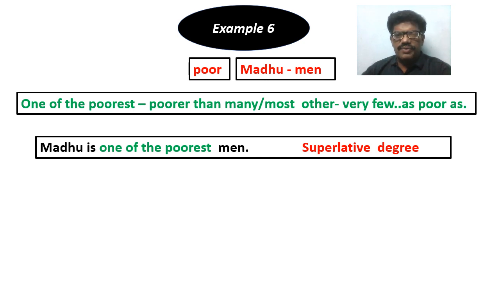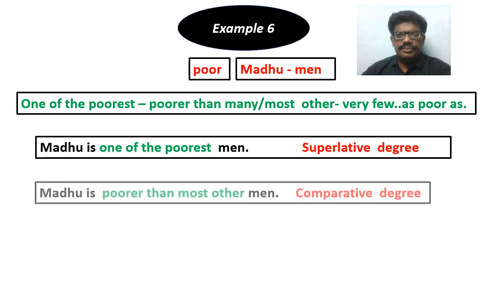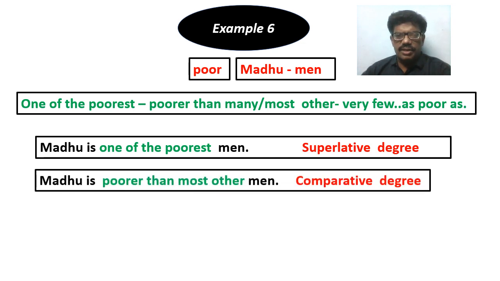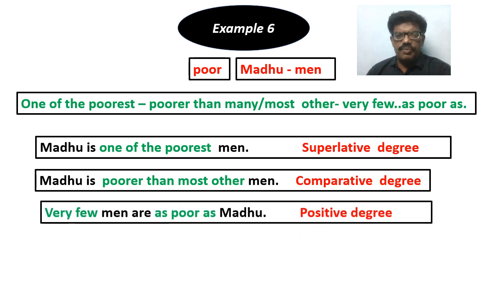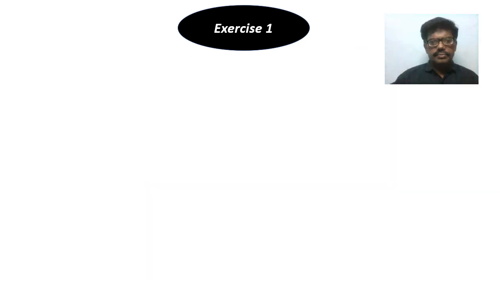Madhu is one of the poorest men, superlative degree. Madhu is poorer than most other men, comparative degree. Very few men are as poor as Madhu will be the positive degree.